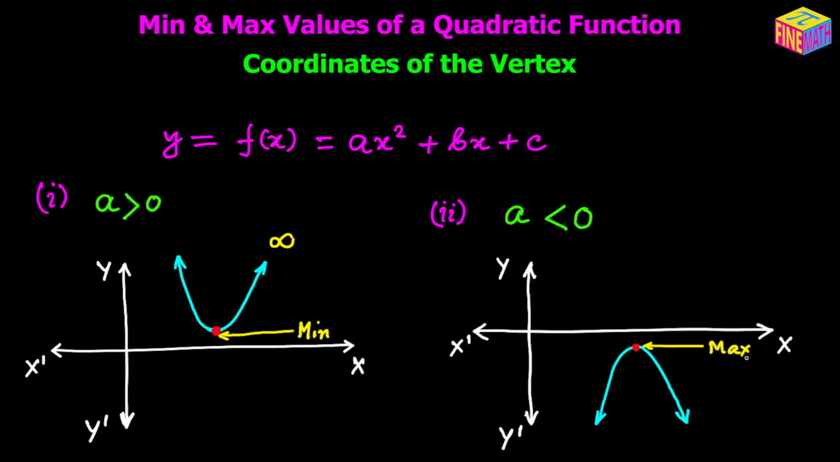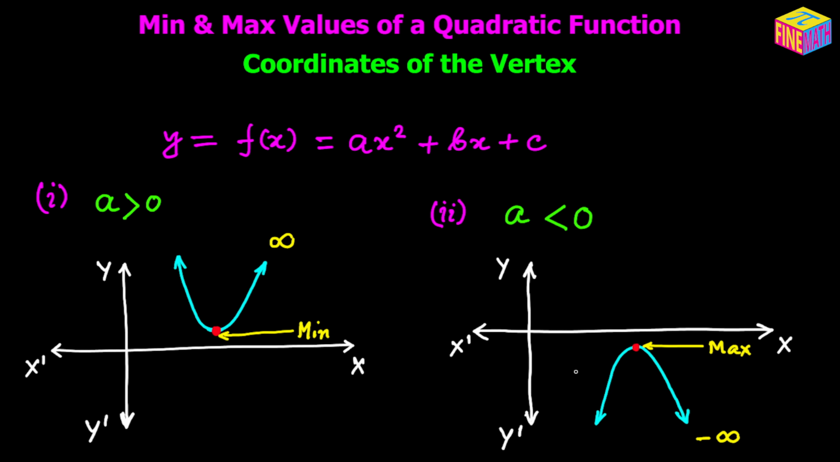So I'm just simply writing it here, max. So the maximum value of the function will be at the vertex. And what will be the minimum value? Well, the graph extends all the way towards the negative infinity. So the minimum value will be negative infinity, right? So when the leading coefficient is positive, the minimum value is at the vertex and the maximum value is positive infinity. And when the leading coefficient is negative, then the maximum value is at the vertex and the minimum value is negative infinity.